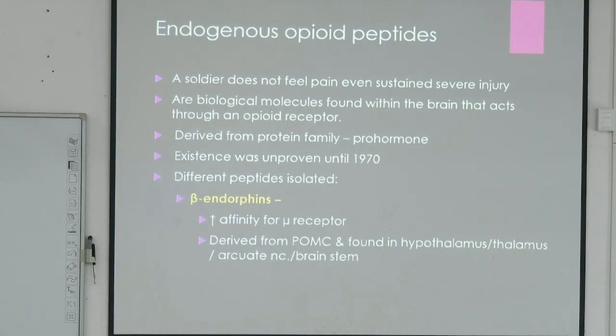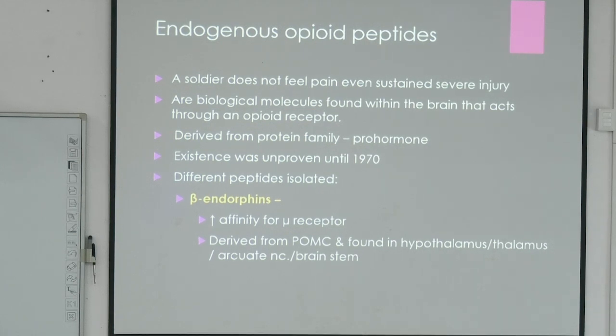He did not perceive the pain at much intensity. What is the cause? There must be some endogenous substance which, by interacting with the opioid receptor, causes this inhibition. These are known as the endogenous opioid peptides. A soldier does not feel pain even when he sustains severe injury. These are the biological molecules found within the brain that act through the opioid receptors.